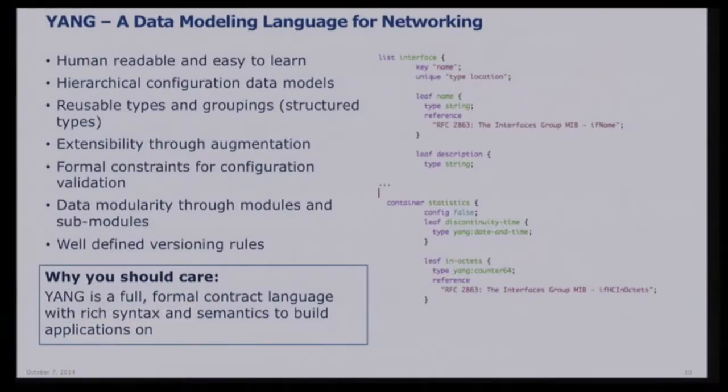And of course, we need data modularity through modules and submodules. People are going to go to work on this, and of course, things like types and groups of sets of data. It would be great if we could reuse that. We'll talk about that also in more detail.